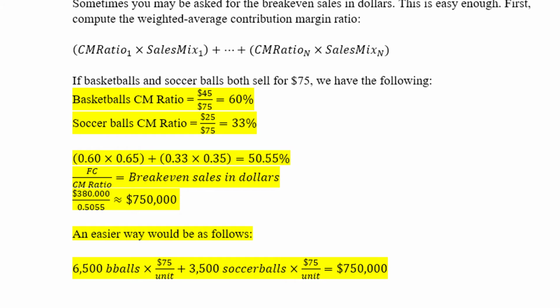Now this brings up a very interesting question. What do we really mean by 10,000 units? We're selling more than one kind of product here. Well, if the question asked you, the answer would be 6,500 basketballs and 3,500 soccer balls. What we're doing is initially solving for some kind of bundle of sales here, some kind of composite unit. And after we solve for that, we can then break it down into how many of each individual unit.